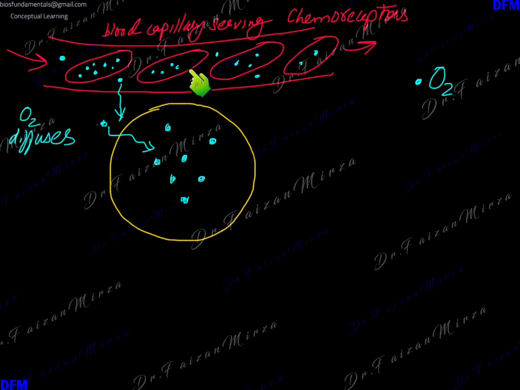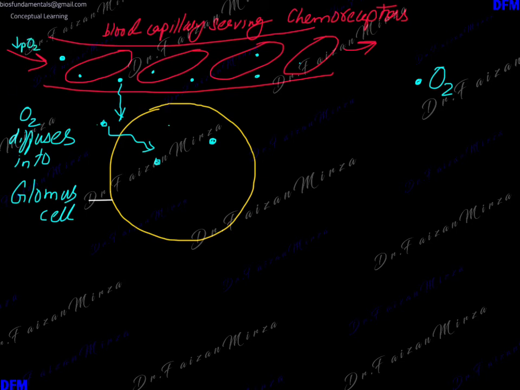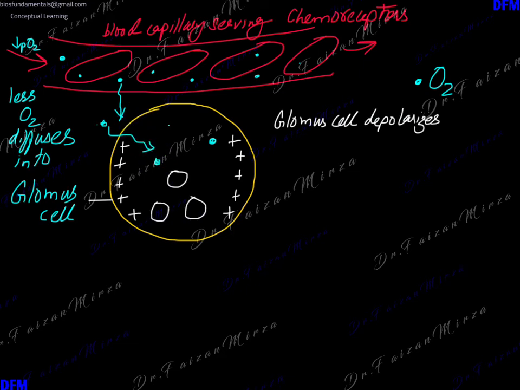The blood supply next to it, for example, if there was a lot of oxygen here, the oxygen which is coming from the capillary blood diffuses out into the tissue fluid and comes to the glomus cell. The glomus cell gets all the oxygen and uses up that oxygen. Now let's suppose there is less oxygen coming here in the blood. It causes less oxygen to move into the glomus cell. The glomus cell depolarizes.